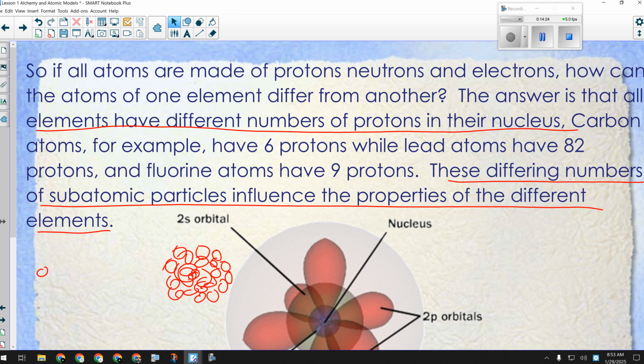Making some sense? So it's not a chemical thing. We can't change an atom of one thing into an atom of something else by chemical means, but we can do it if we have the right technology by physical means. Everybody all right with that idea? So that's the two ways you can actually alter the nucleus of an atom.